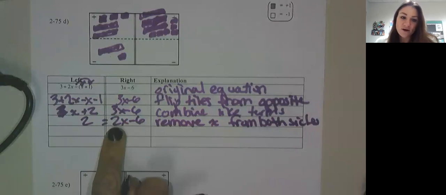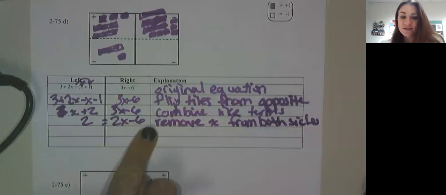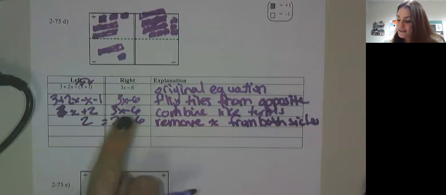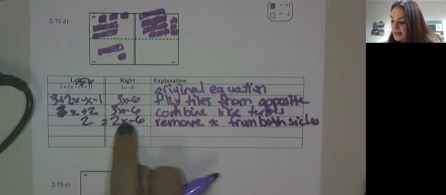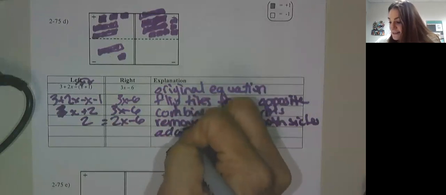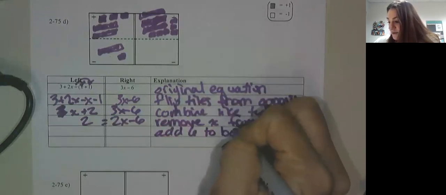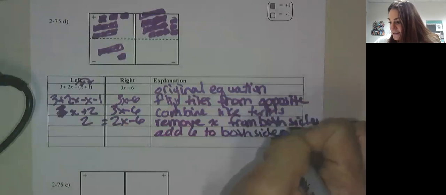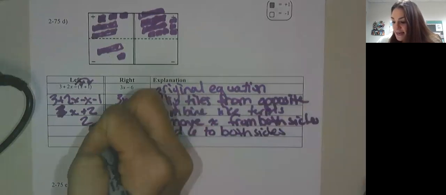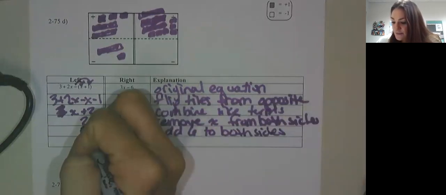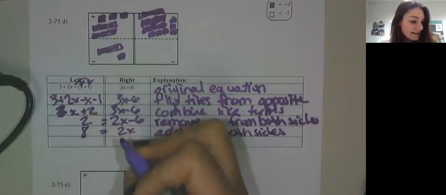Now that all the x's are on one side, I want to isolate those. So I want to get rid of negative 6. There aren't 6 negative tiles to remove on both sides. So I'm going to add 6 to both sides to get those x's alone. So when I add 6, I get 8.